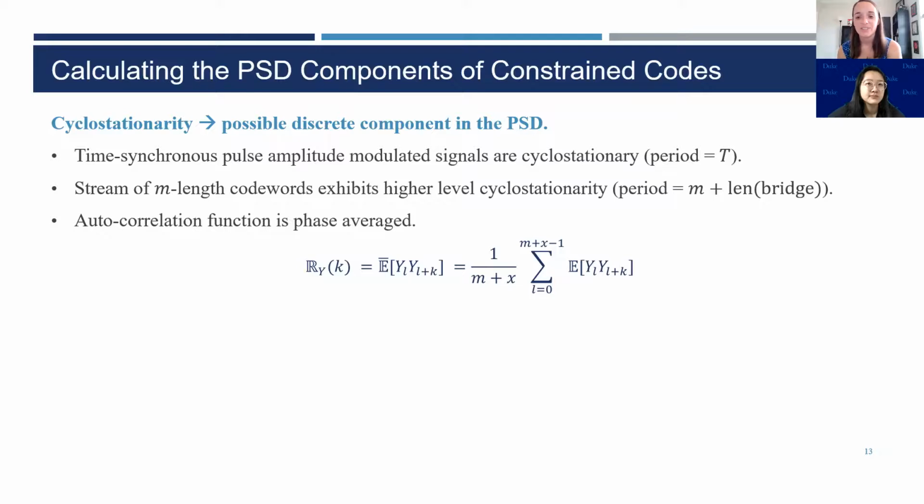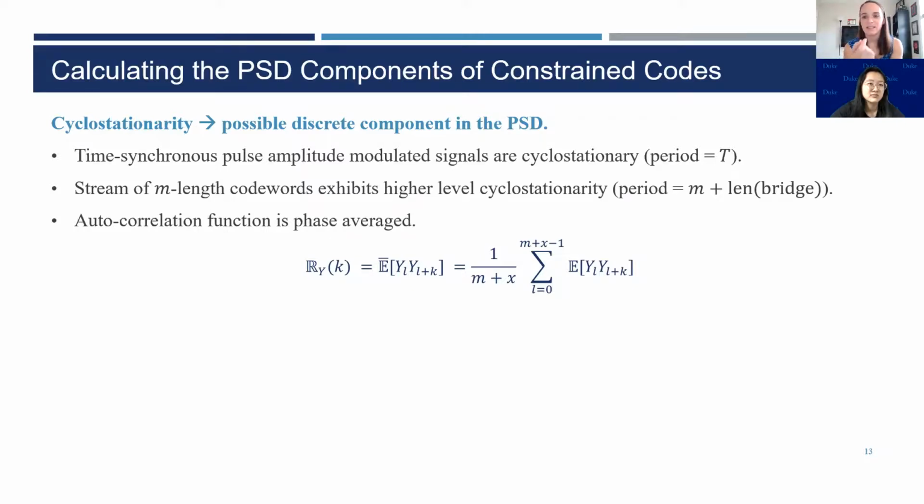Okay. Another interesting thing about finite length codes is that they potentially possess high levels of cyclostationarity, which just means that they have periodic statistics. So it is well known that time synchronous pulse amplitude modulated signals are cyclostationary in general. And that period is going to be equal to T, or that symbol length. But it turns out for finite length codes that are of M length, we're going to see a higher level of cyclostationarity with the period equal to M plus whatever that length of the bridging pattern is.